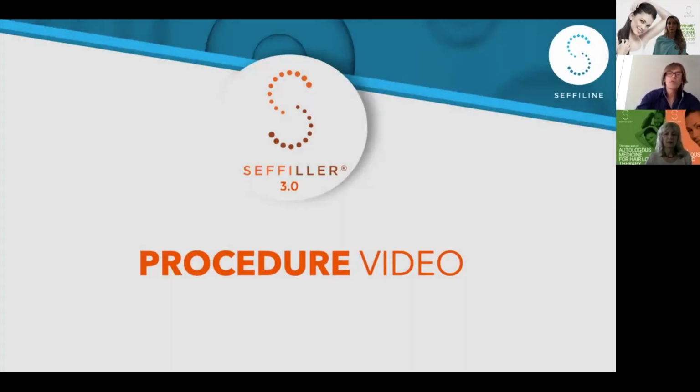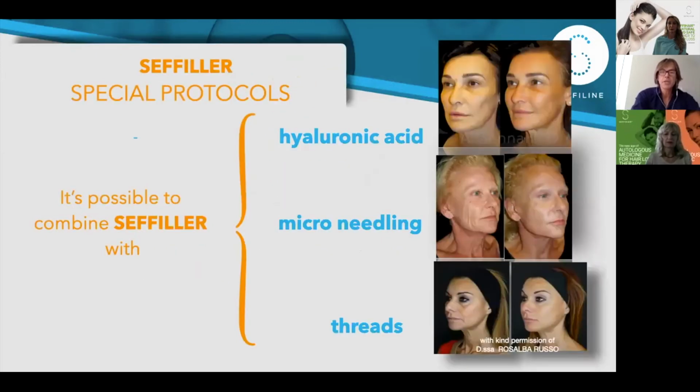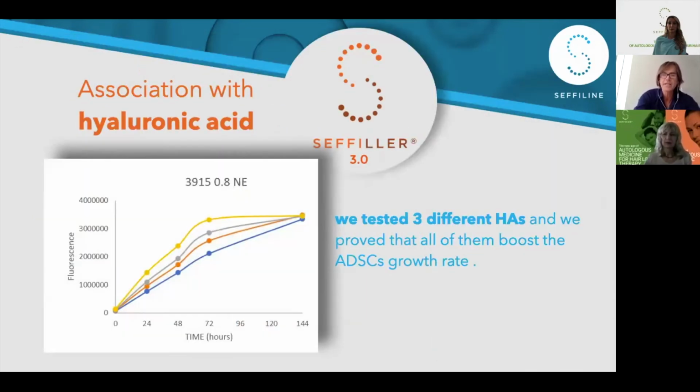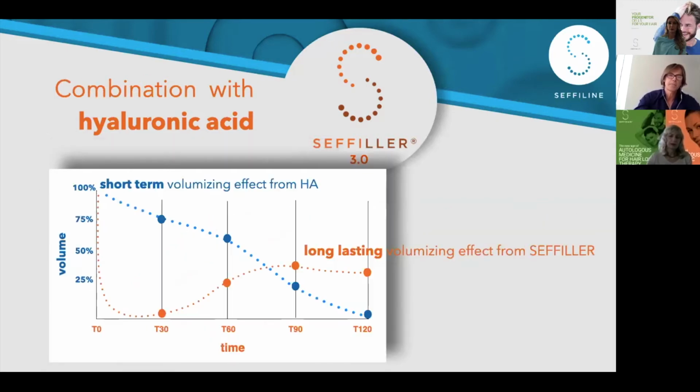Then, of course, there are some special protocols, because you can combine SEFFILLER with other techniques, for example with hyaluronic acid, microneedling, and threads. The concept with the association of hyaluronic acid: we tested 3 different kinds of hyaluronic acid, and we proved that all these kinds boost the growth rate of the stem cells. Why can you decide to combine the SEFFILLER procedure with hyaluronic acid?